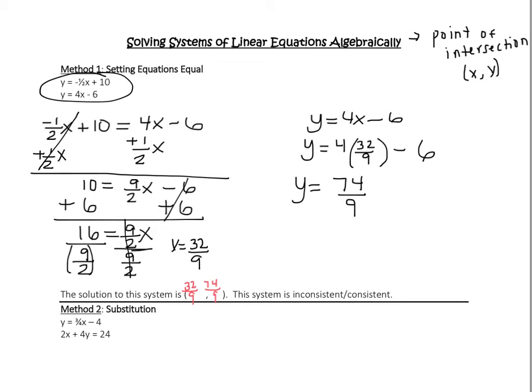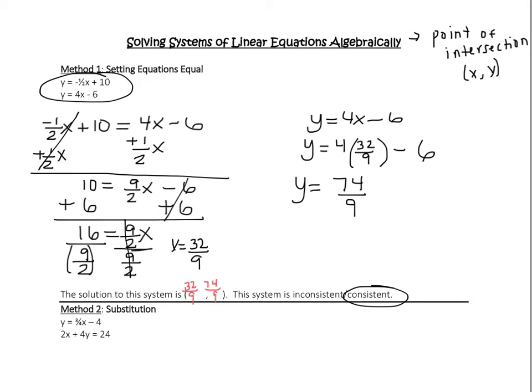Now, the next question is: is this system inconsistent or consistent? Well, inconsistent, recall from the front, means that they're parallel and they don't intersect. Well, they intersect because I have a point of intersection right here, so the answer is that it's consistent.